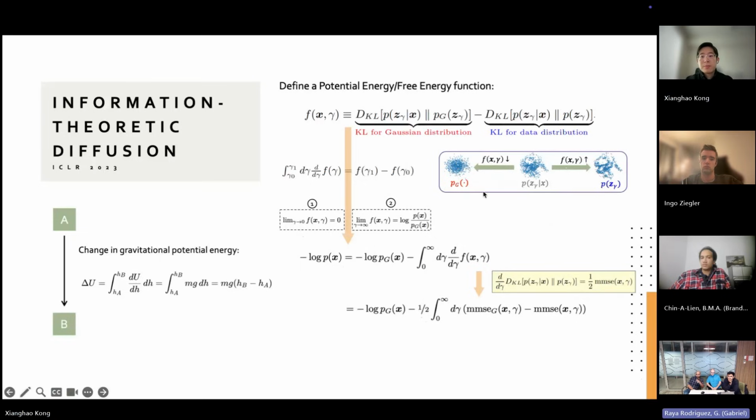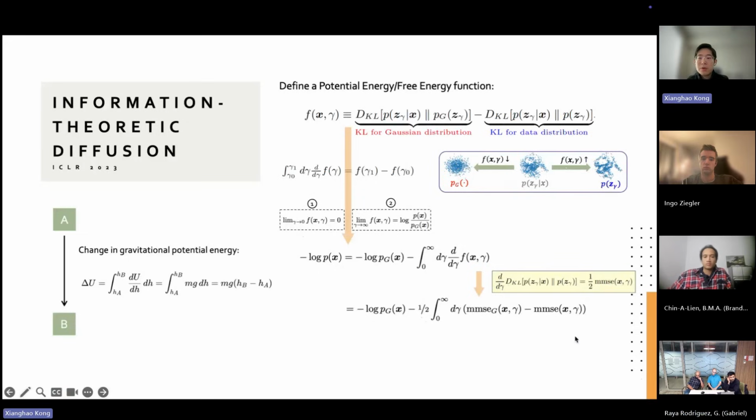So my question was, you could put something else there. As long as it's tractable, the formula will still be fine. Yes, that's right. A Gaussian noise channel is not the only choice. You can put it into other noise channels, like a Poisson noise channel. That would also be fine. Okay, thank you.